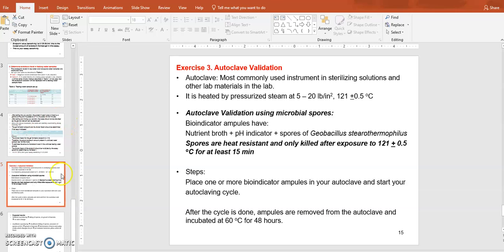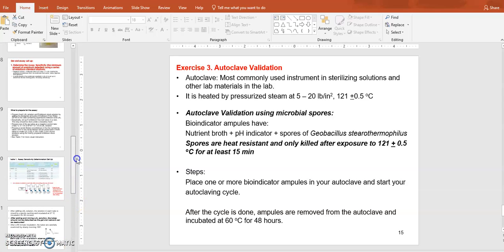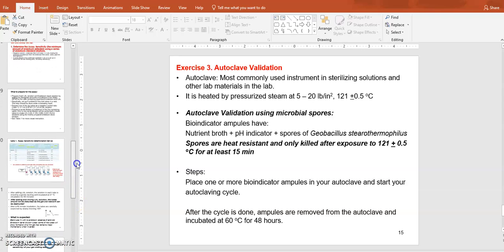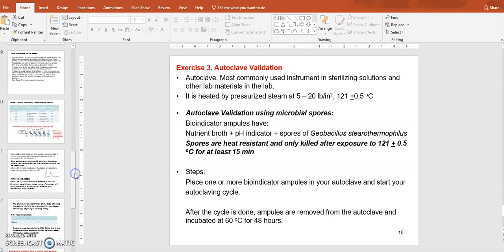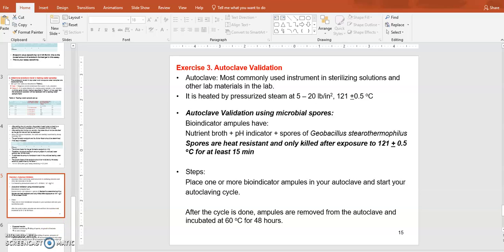That's going to be the second lab exercise, and then based on this result, you will write your second lab report, which is about 25 points. Okay, you will write it up and upload it on your course shell. Okay, and then third part of the lab, it's about the autoclave validation.